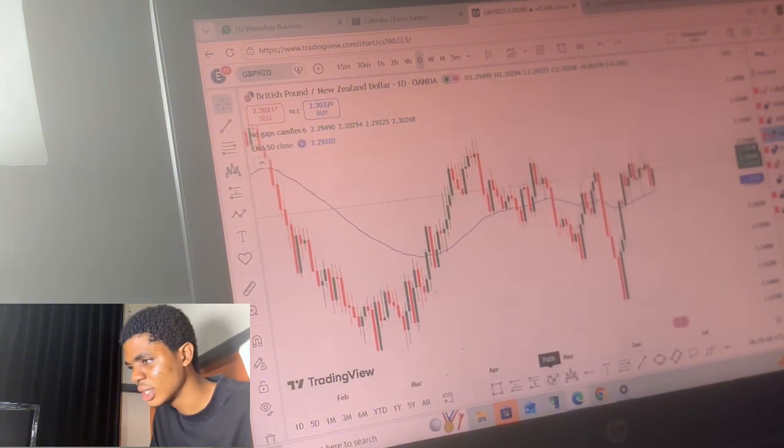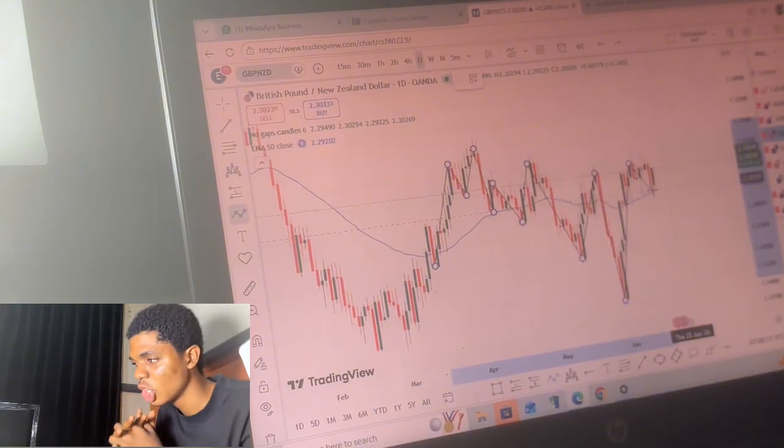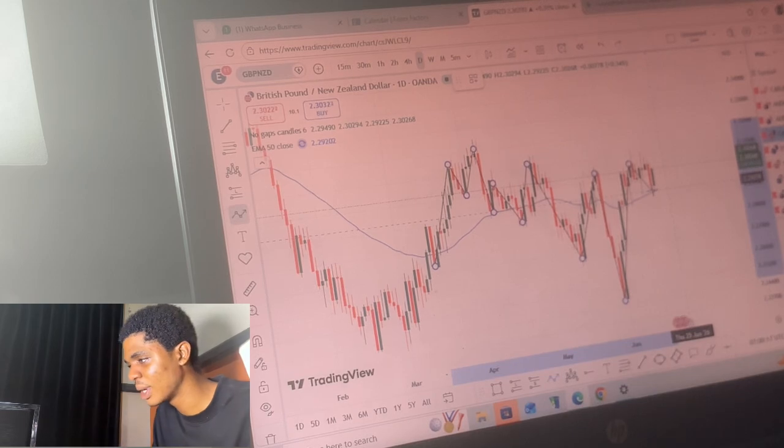So we can clearly see we created higher high, higher low, higher high, lower low, lower high, lower low, higher high, higher low, lower low, lower high, lower low, higher high, higher low. So if you said bearish, you were wrong. We are bullish on the daily time frame. Are you getting me? We are bullish on the daily time frame.